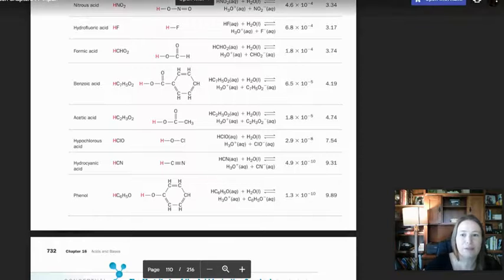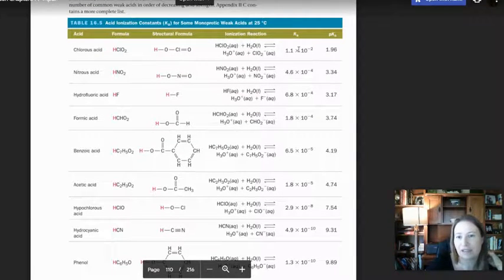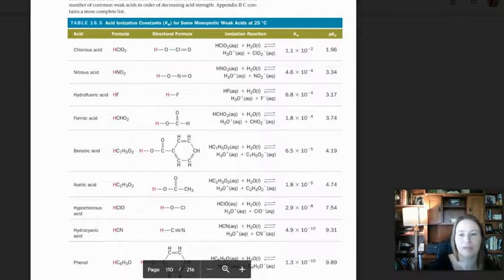And then as you go up, see the exponents of 10 get less negative. They get larger. So 10 to the negative 2 is the strongest acid on this list. Chlorous acid is the strongest, and then they get weaker and weaker as you go down. Okay, so the Ka value, let me summarize that up here.